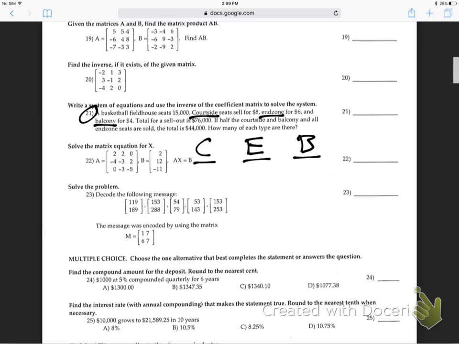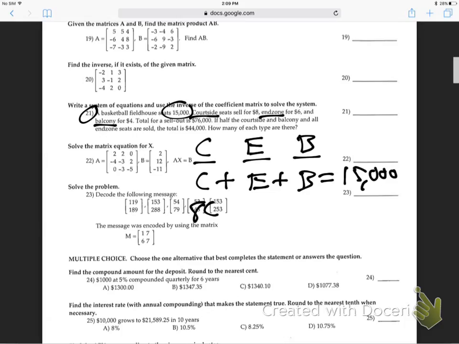And first, 15,000 seats. What does that mean? They add up to 15,000 total number of seats, right? And then you bring the money in there. $8 for the courtside seats. End zones are 6. And balconies are 4. And the total is $76,000?